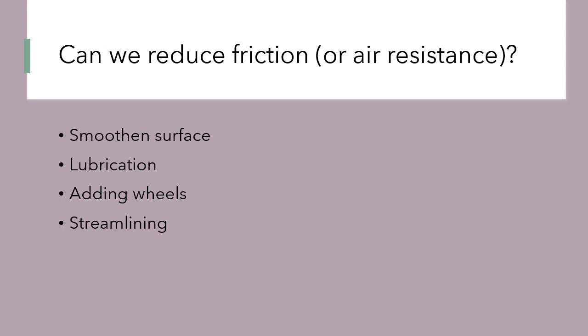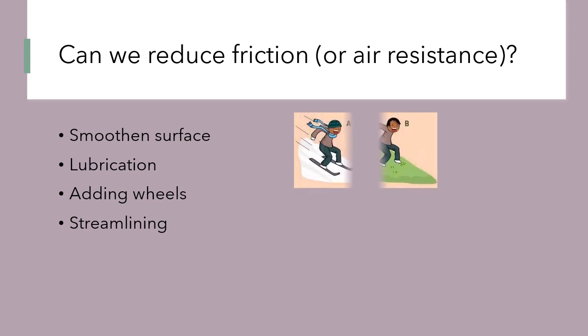Now we come to the question. Can we reduce friction or air resistance? The answer is yes. At least there are four ways. The first one is smoothening the surface. Look. Person A is sliding on the ice and person B is sliding on the grass. We may agree that the ice has smaller friction because the ice is smoother than the grass. So the first way to reduce the friction is by smoothening the surface.